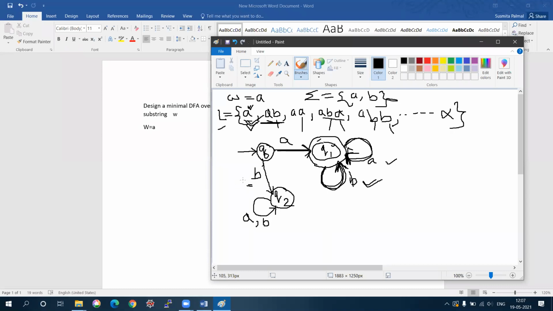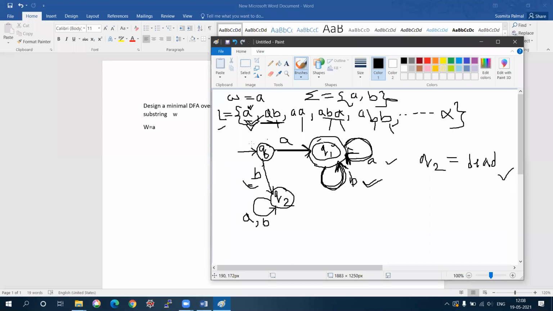The initial symbol is B, and Q2 is our dead state. I should write that this is our dead state, because whenever you reach Q2, there is no chance of accepting the string. That's why this state is a dead state.